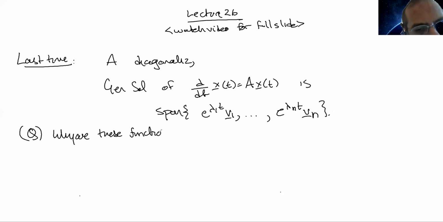Now the question I want to ask right now is, why are these functions linearly independent? I've written this as if they were a basis. They are a basis for the kernel of the corresponding T. But why are they linearly independent? Any thoughts?